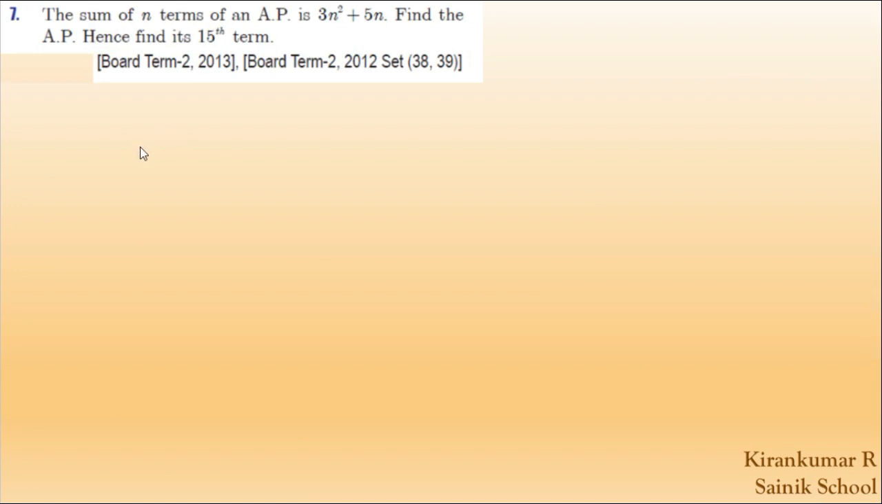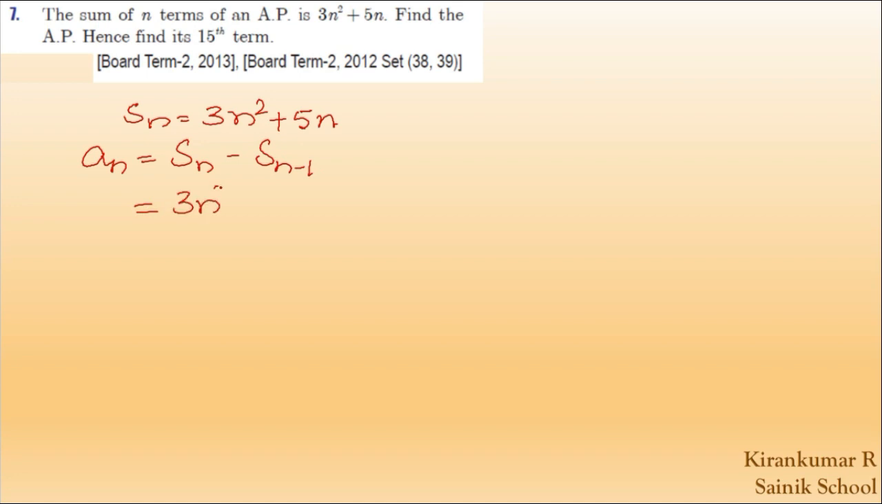Next question. The sum of n terms of an arithmetic progression is 3n square plus 5n. The sum of n terms means Sn is given by 3n square plus 5n. Find the arithmetic progression, and also we need to find the 15th term. We all know that An is given by Sn minus Sn minus 1. Let us make use of this formula.